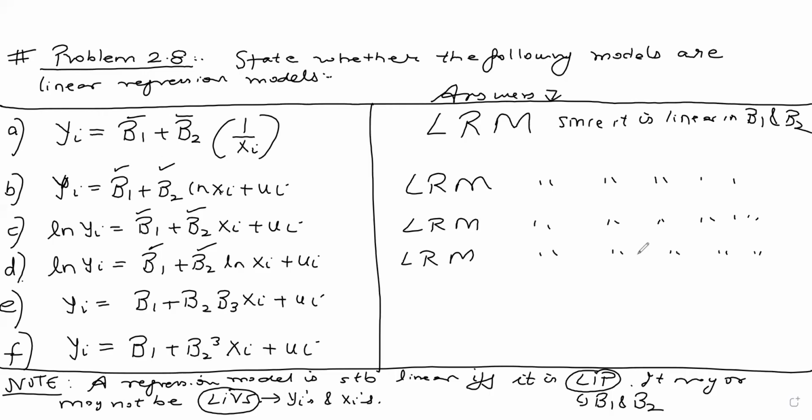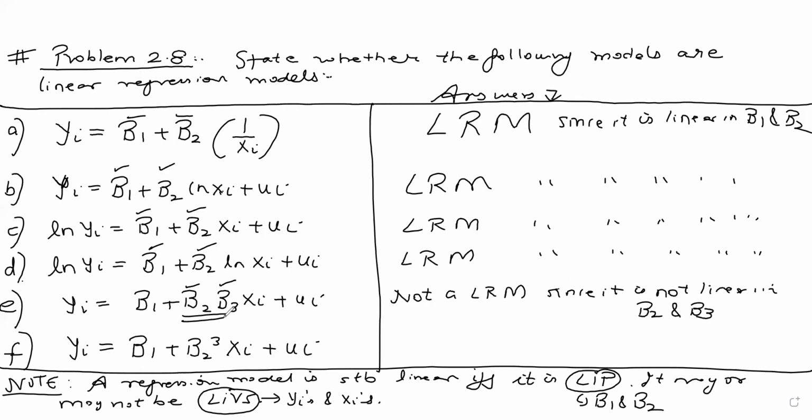Is part E a linear regression model? No. So I can write not a linear regression model because B2 and B3, they are not linear. They are multiplied with each other. Since it is not linear in B2 and B3, because we have their product, which is not linear in either of the two. And the last one is also not a linear regression model because you can clearly see it's B2 cube. So I can write since it is not linear in B2, it's not a linear regression model.